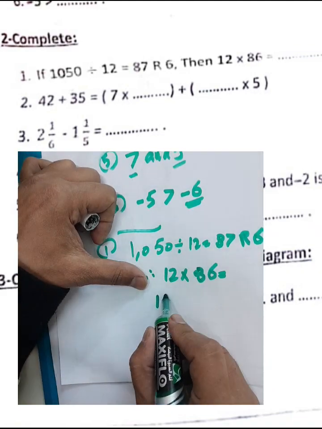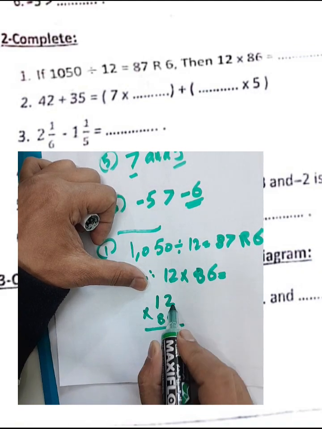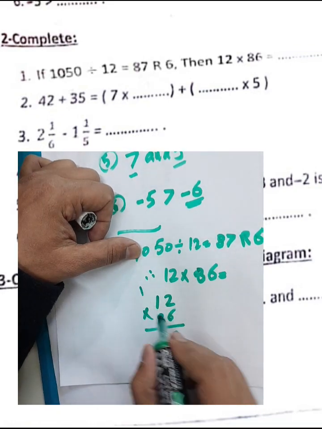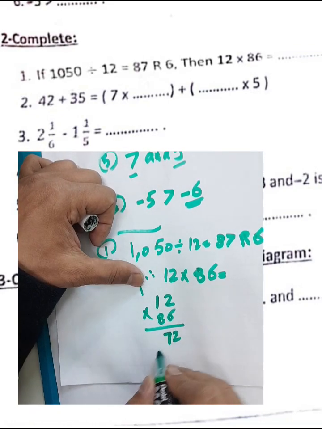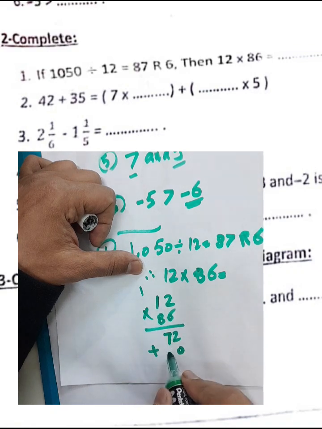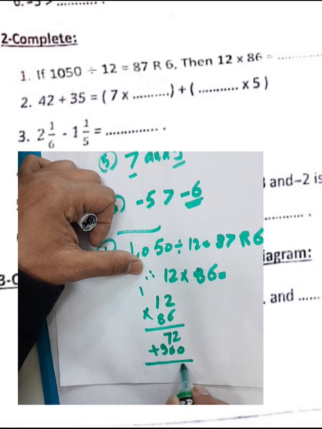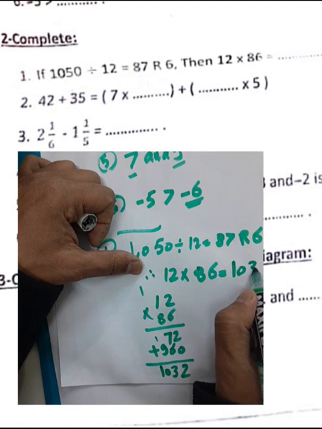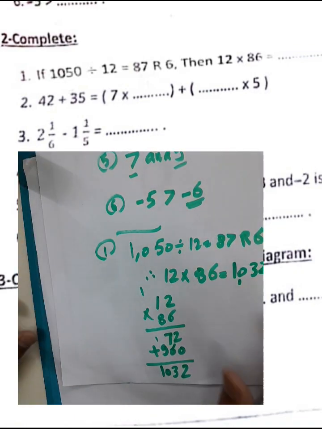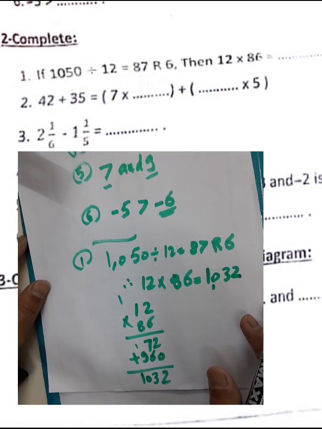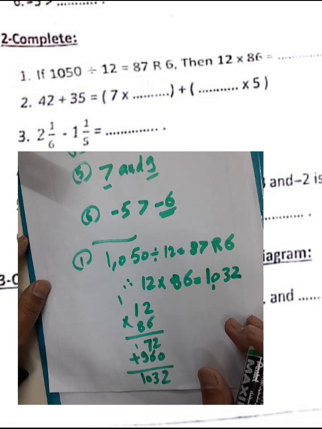Write 12 times 86. 6 times 2 equals 12. 2 and carry 1. 1 times 6 equals 6, plus 1 equals 7, and 0. 2 times 8 equals 16. 6 and carry 1. 1 times 8 equals 8, plus 1 equals 9. 7 plus 6 equals 13. 3 and carry 1. 9 plus 1 equals 10. The result will be 1032. Understood? It's the multiplication between 12 and 86. 1032.